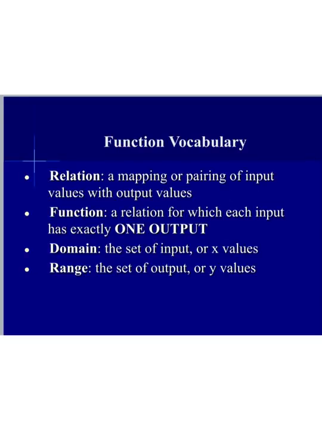So let's look at a few vocabulary words. Relation. A relation is just a mapping or pairing of input values with output values. Again, this can look like a list of ordered pairs. It could be a table, or it could be a map. A function. A function is a type of relation where every input has exactly one output. So this is important, and we'll see this in some more examples.